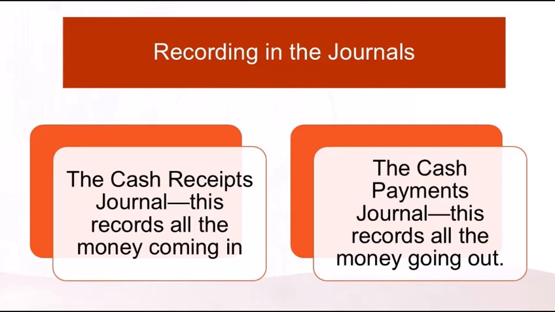Think of the cash receipts journal and cash payments journal like a money diary. You write down every time money comes in and every time money goes out, just like balancing your pocket money. If you forget to write things down, you might think you have more money than you really do. That's why accurate record keeping is essential.